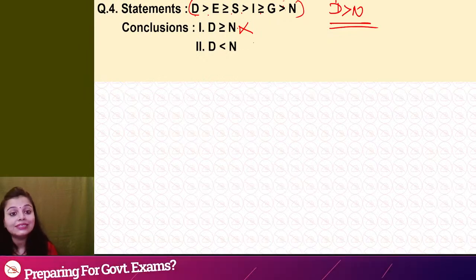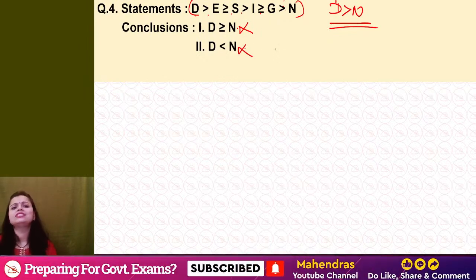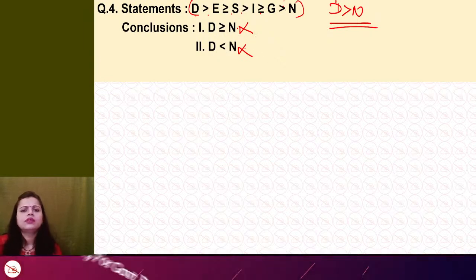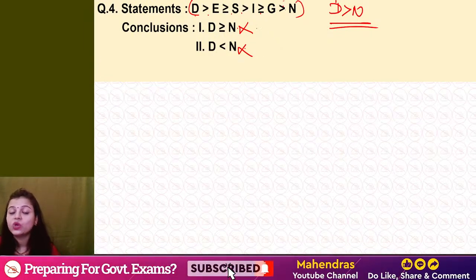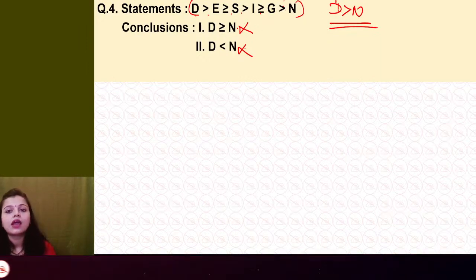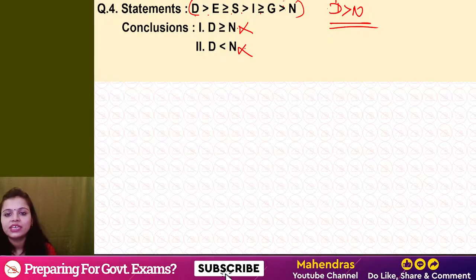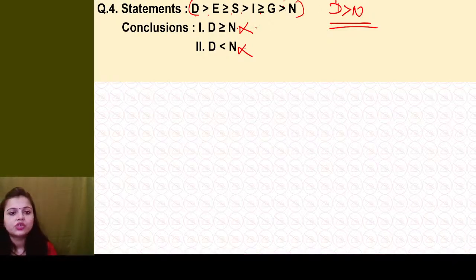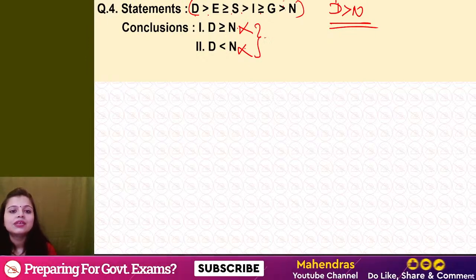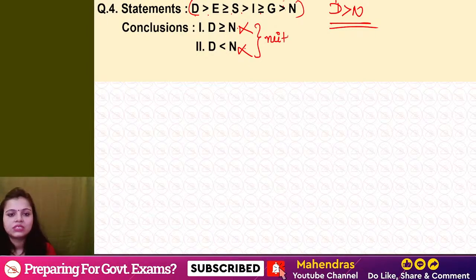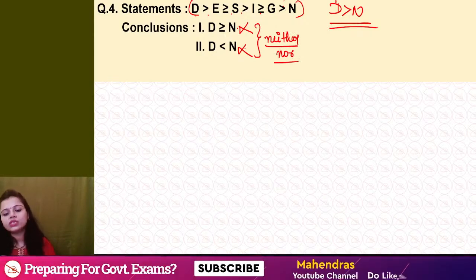Obviously wrong. And D less than N? Not possible for this statement. So both the conclusions are wrong, but this is not the case of either or. Why? Because this is not the C and D case, and you are not getting the two signs in the statement. So you are getting only D greater than N in the statement. So your answer will be neither nor, both false. This will not follow the either or case.